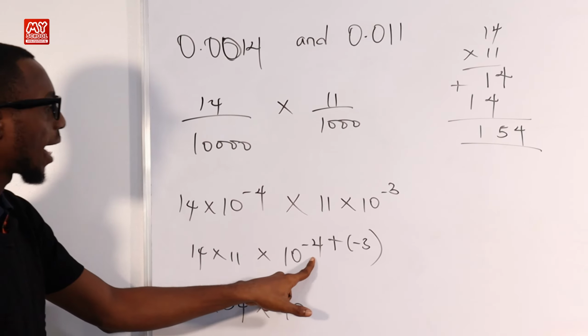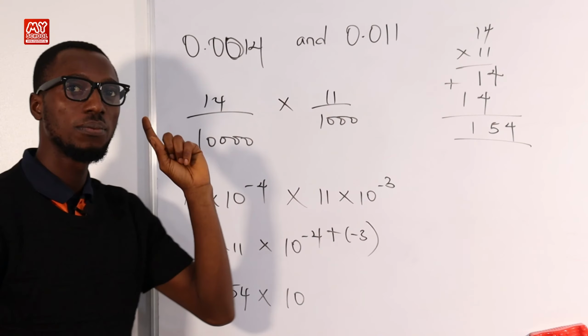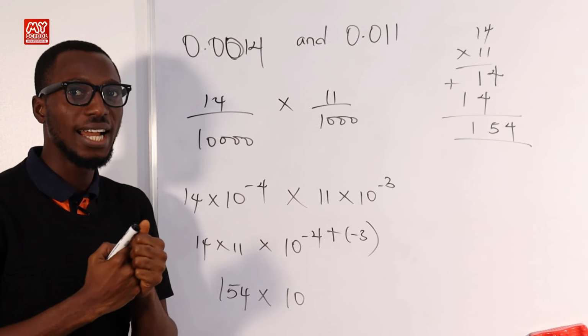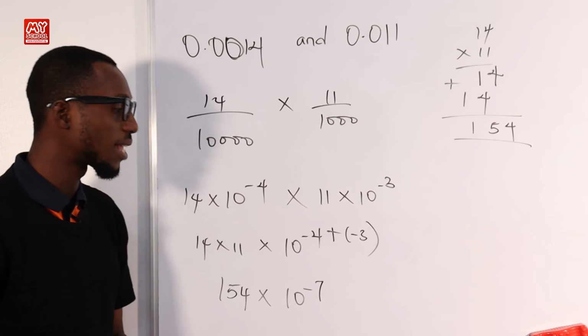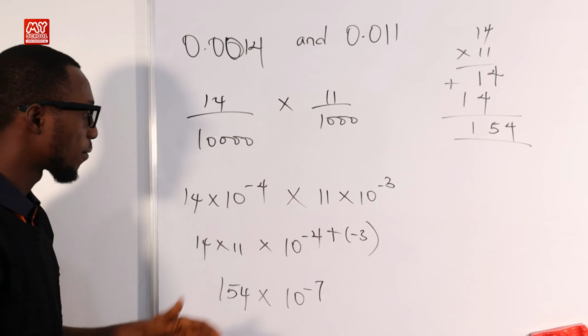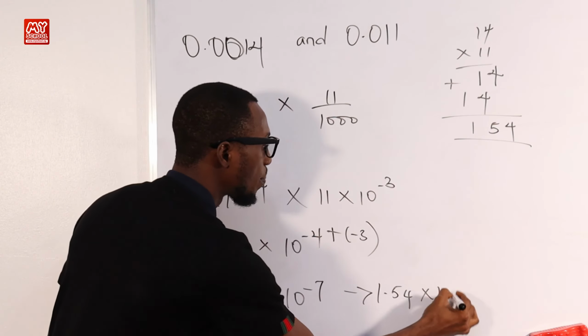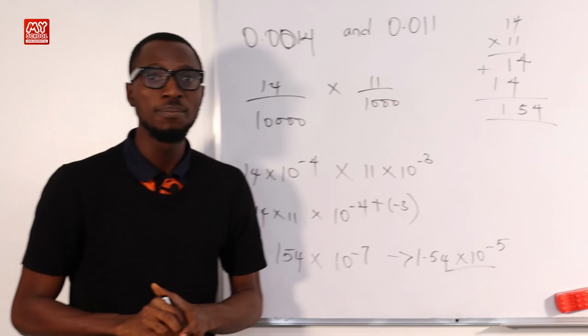So we have minus 4 minus 3, that is minus 7. You are owing 4 naira elsewhere, you are owing 3 naira elsewhere. All of the debt you are owing together is 7. So that is minus 7. So that is 154 times 10 raised to power minus 7. Or if you want to pull it further, you can say 1.54 times 10 raised to power minus 5, whichever one works for us. So let's go back to the screen.